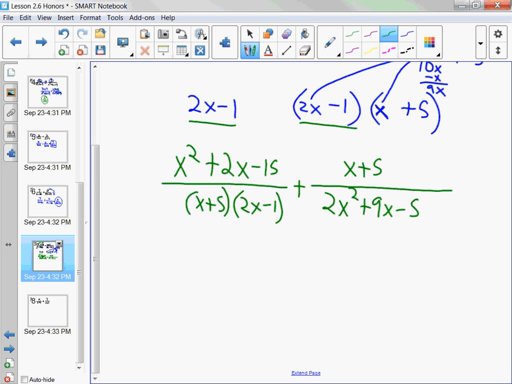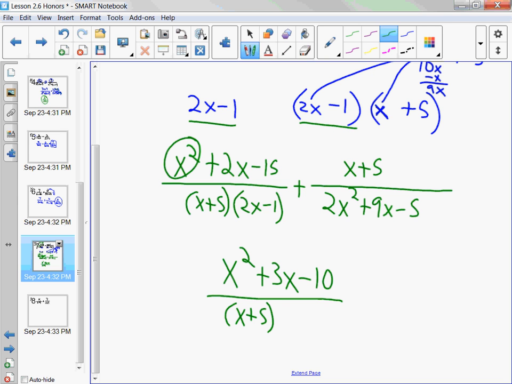I'm adding, and so I combine like terms is all I'm doing. I have an x squared over here, but no x squared on the right side, so I just have an x squared. I have a 2x plus an x makes 3x. And a -15 plus 5 makes a -10. All over x plus 5 times 2x minus 1, my common denominator. I left it in factored form because I need to factor the top and see if I have any common factors that will cancel.